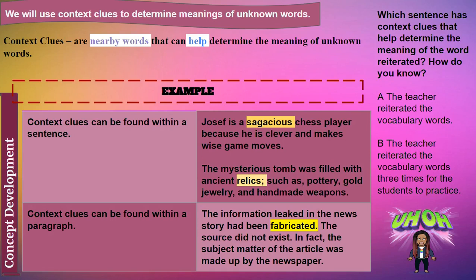Context clues can be found within a sentence. Context clues can also be found within a paragraph. Your keyword is context and clues. Context is hint. When we're talking about context, we're talking about the actual wording on the page. So you're finding hints through the words on the page.